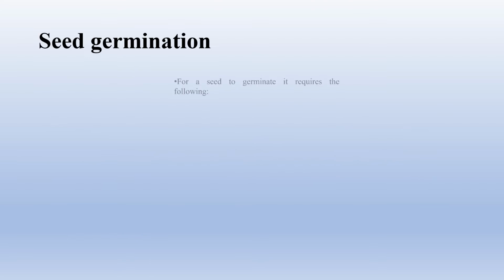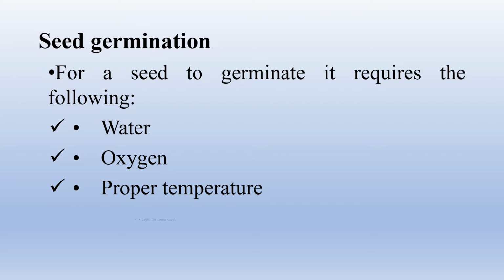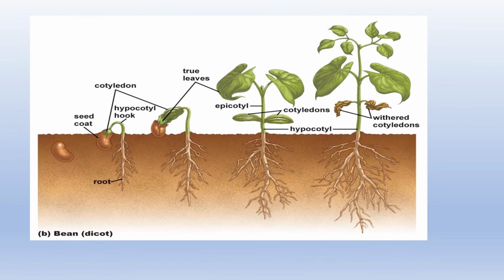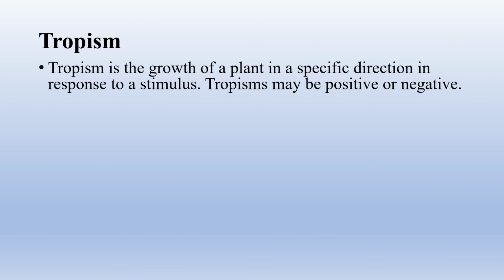Seed germination. For a seed to germinate it requires the following: water, oxygen, proper temperature, and light. Many seeds go into a state of dormancy, which is a resting period before they can begin to grow. Tropism. Tropism is the growth of a plant in a specific direction in response to a stimulus. Tropisms may be positive or negative.